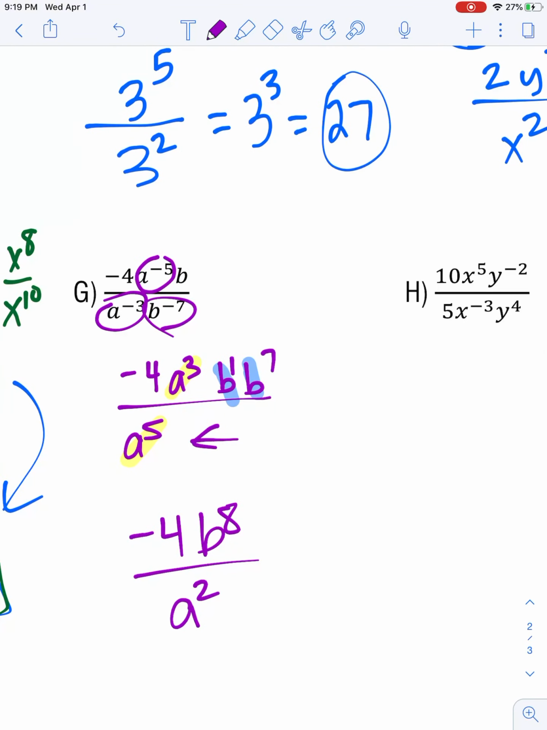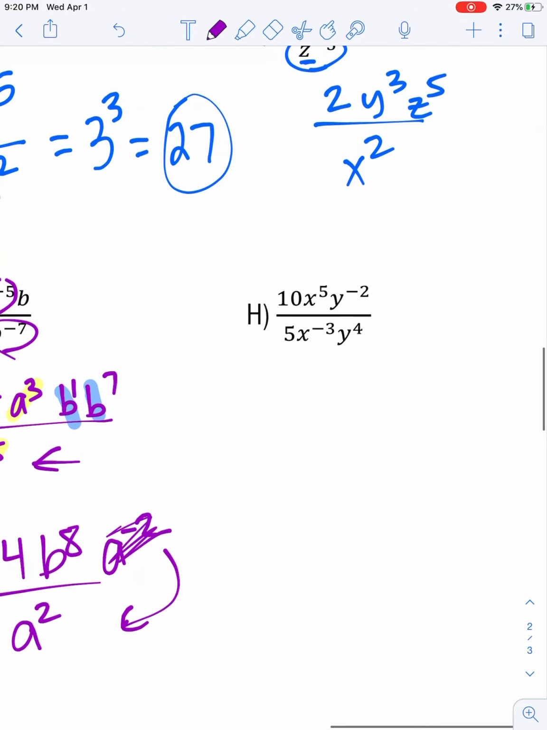Once again, just to clarify there, if I did get the negative 2 as the exponent, that would be on top. Then I'd have to move it to the bottom. Okay? All right, last one.